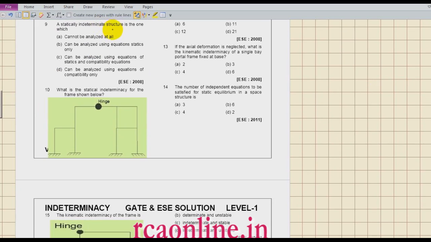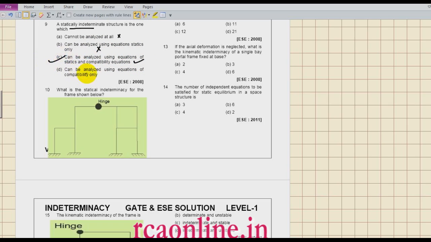A statically indeterminate structure is the one which cannot be analyzed at all. No, we analyze it. Statically indeterminate structures we can analyze. Can be analyzed using equations of statics. No, we need additional equations. Can be analyzed using equations of statics and compatibility. Yes, right. So this is the right answer.